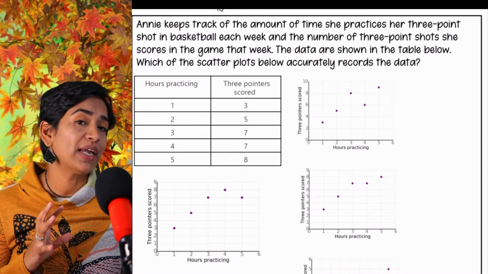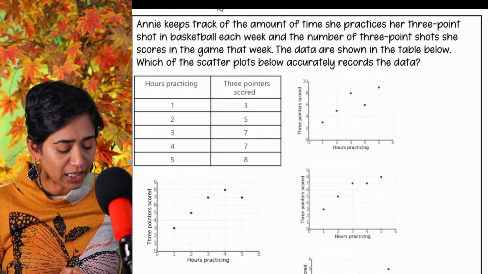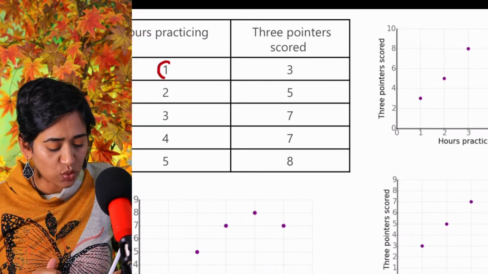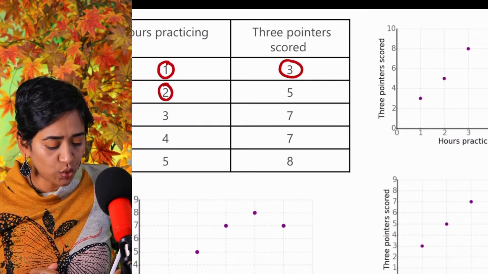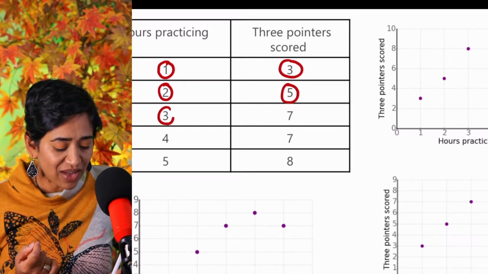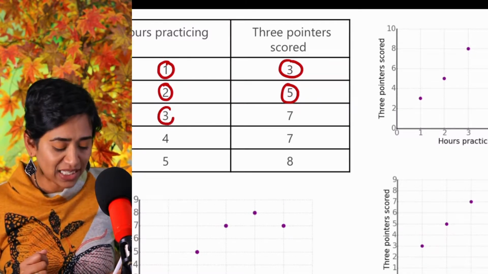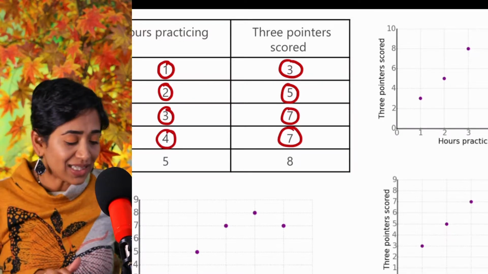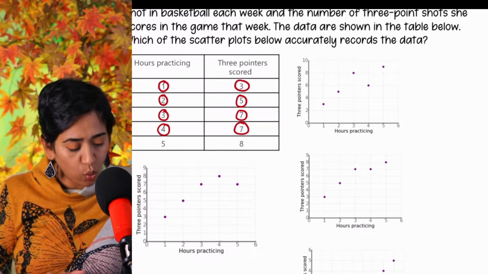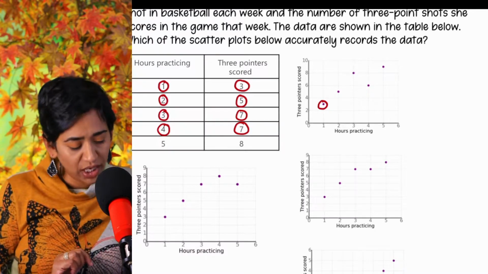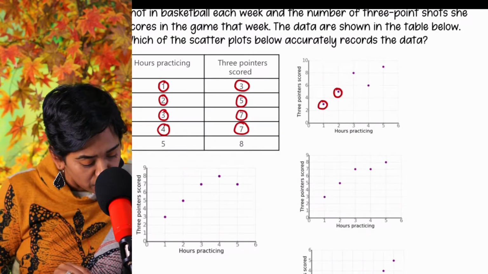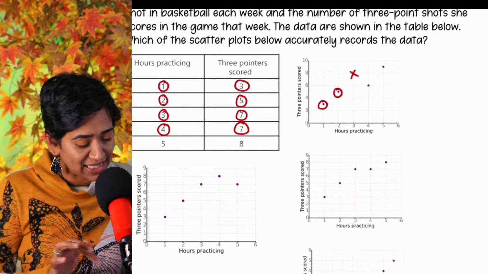So the best way to look at this is I like to go ahead and look at the coordinate points. As you can see, the coordinate is 1 and 3, right? 2 and 5. That means my x value is 2, my y value is 5. My x value is 3, my y value is 7, x value is 4, y value is 7. So that's the best way to look at the plots here. So let me go ahead and look at the plot. 1 and 3, yes. 2 and 5, yes. 3 and 7, no, that's not 3 and 7, that's 3 and 8. So this is not my option.